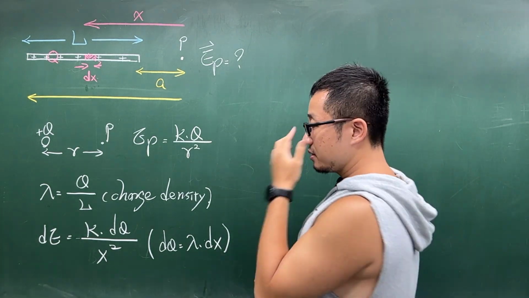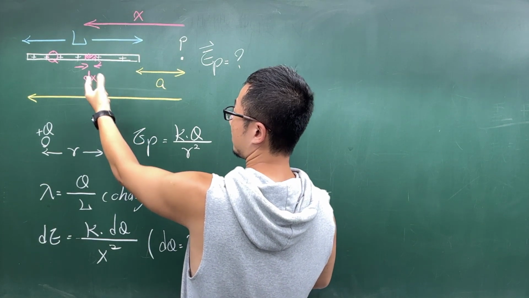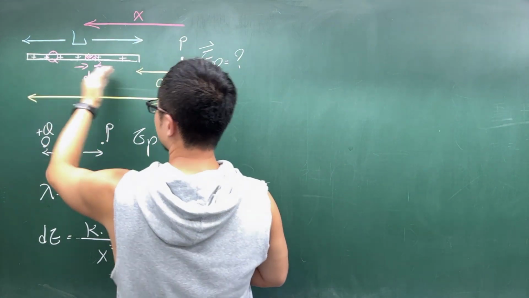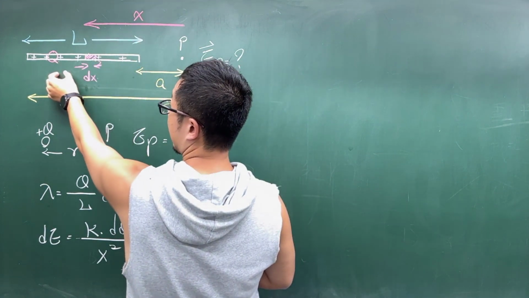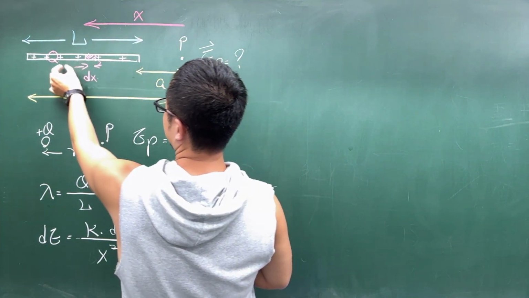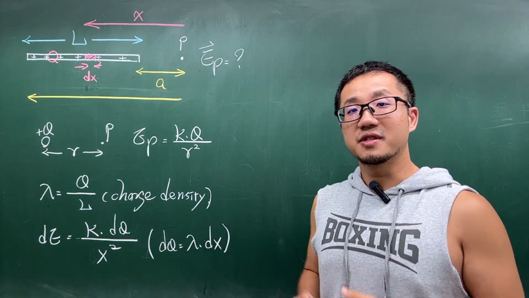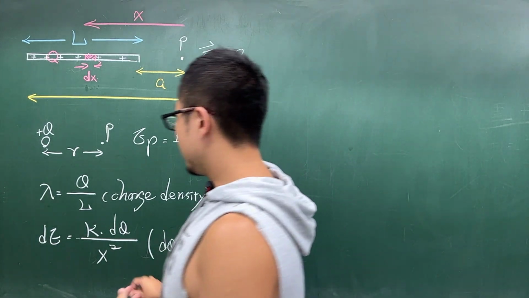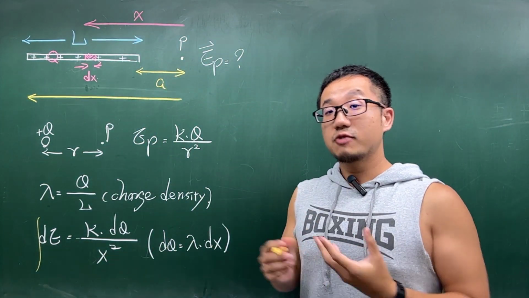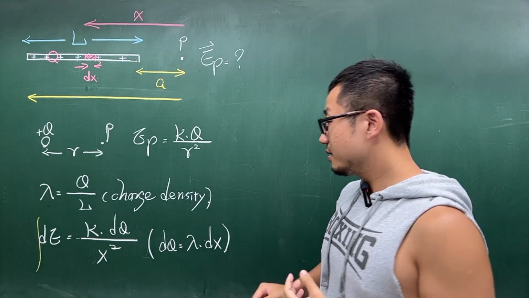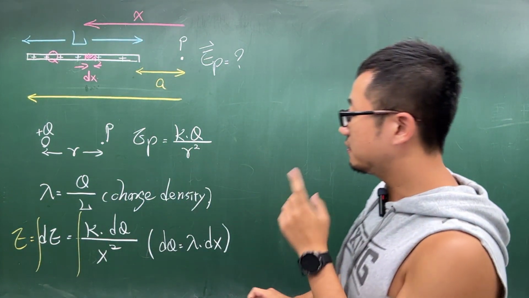Since you have the dE, that is the electric field contributed by the little segment, I actually want to find the electric field generated by all of this line charge. So in this way, I need to sum all of them. You need to imagine there are multiple dx, multiple segments waiting in line, and I want to sum all the electric field generated by all the segments. So the next step is to integrate this dE, and it will turn out to be the electric field generated by the whole line charge, right? So let's keep simplifying this.